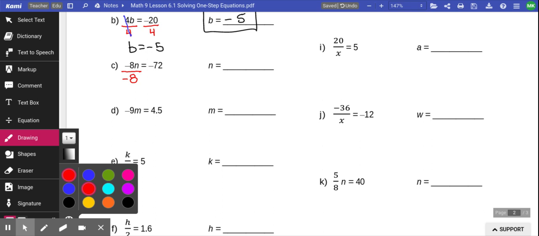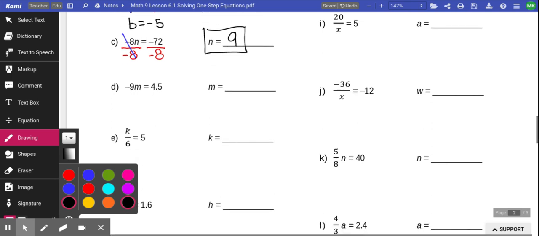The opposite of timesing is dividing. So I actually have to divide both sides by negative 8. The negative 8's will cancel on the left. When I divide the right side by negative 8, I get an answer of N equals 9. Negative divided by negative is a positive. For D, I have the same situation, so that negative 9 needs to be divided from both sides. When I do that, I get M equals negative 0.5.